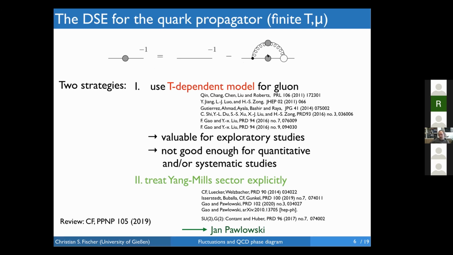Now, the unknown input into this is the gluon and the quark-gluon vertex. And early calculations in this business used a simple model, a temperature-dependent model for the combined effects of the gluon and the vertex. Now, this is a valuable idea for exploratory studies, but I would like to argue that it's not good enough to do quantitative or systematic studies. And to my mind, the vital step to that is to include and treat the Yang-Mills sector explicitly. So really treat this gluon explicitly, and then go on and treat this quark-gluon vertex explicitly.